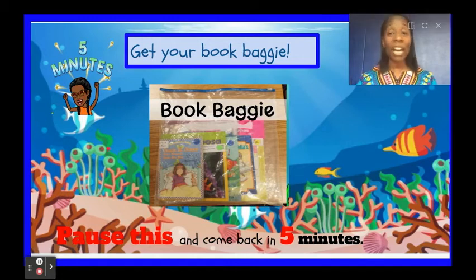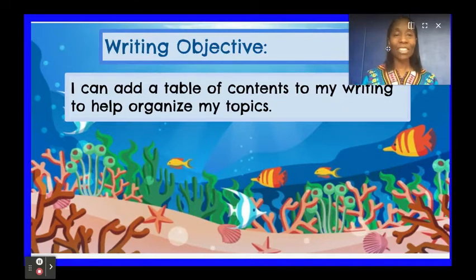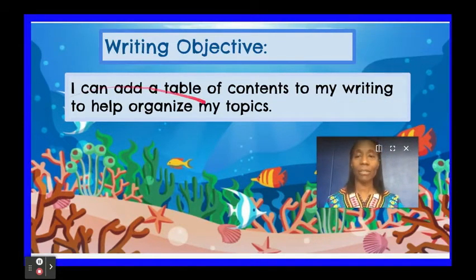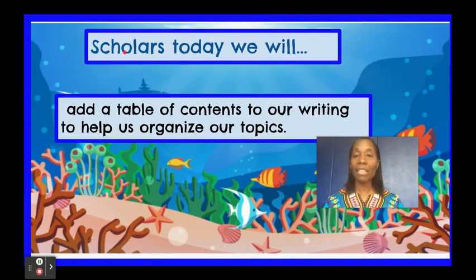Welcome back. So now we're getting ready to transition into writing. So scholars, our writing objective: I can add a table of contents to my writing to help organize my topics. Scholars, today we will add a table of contents to our writing to help organize our topics. Now, we've learned that as a writer, it's important to be organized so the reader can follow what you're writing.